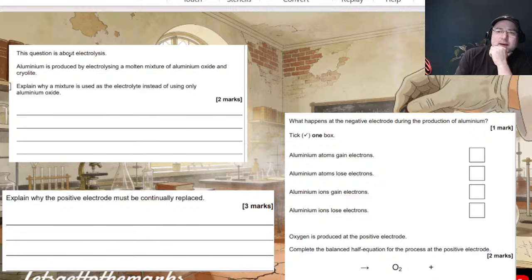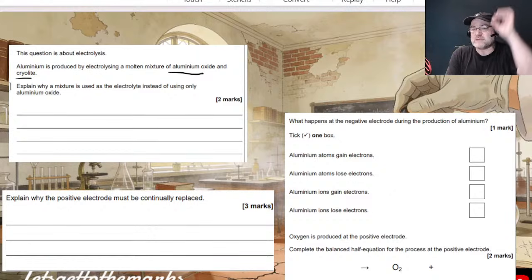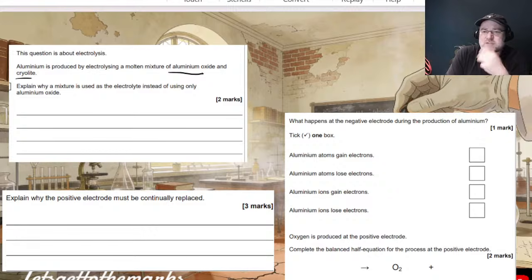You do have to know about the electrolysis of molten aluminium oxide, not solution, not AQ, molten aluminium oxide. Aluminium is produced by electrolyzing a molten mixture of aluminium oxide with cryolite. Now, aluminium is higher in the reactivity series than carbon, so it can't be extracted by normal means. We only discovered it in the last 150 years, once we discovered electricity and started doing electrolysis. So aluminium is produced by melting aluminium oxide with cryolite.